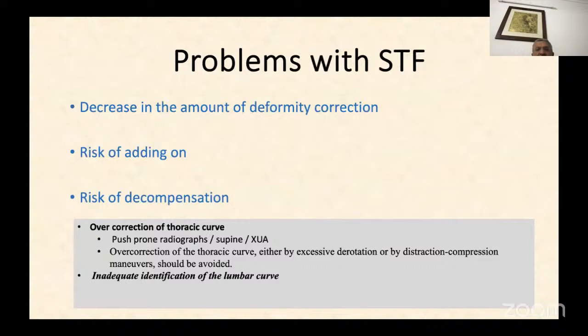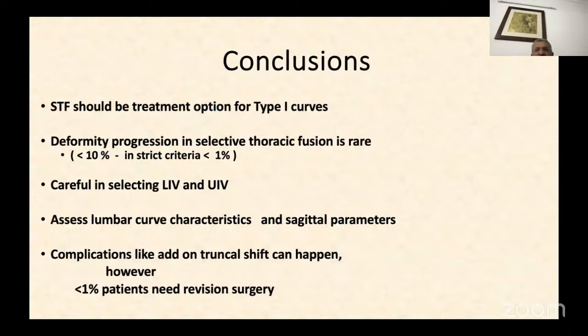Anterior gives you better results. As I mentioned, there are certain problems with selective thoracic fusion: decrease in the amount of deformity correction, risk of adding on, and risk of decompensation. I will stop at this point by concluding that selective thoracic fusion should be the treatment of choice whenever you're doing a type 1 curve.